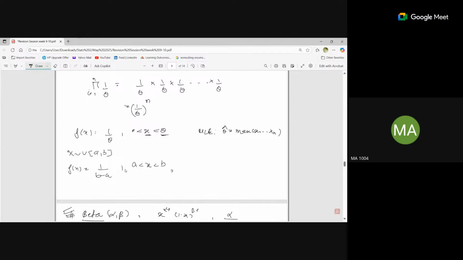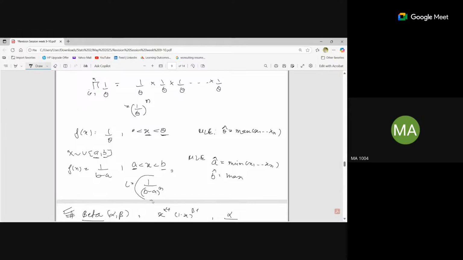So if a and b are both parameters that I have to estimate, now if you see here, my parameters are also coming in the range. Now the MLE would be what? For a, it will be the minimum of x1 to xn, and for b, it will be the maximum. How? If you see here, my likelihood would be what? 1 upon b minus a raised to the power n, correct?